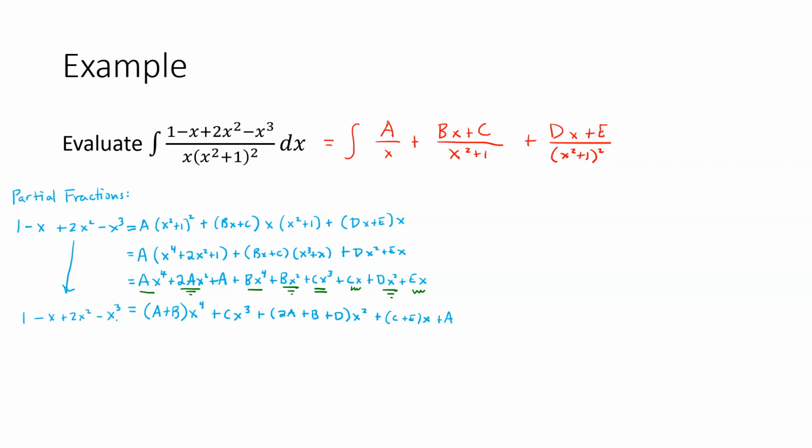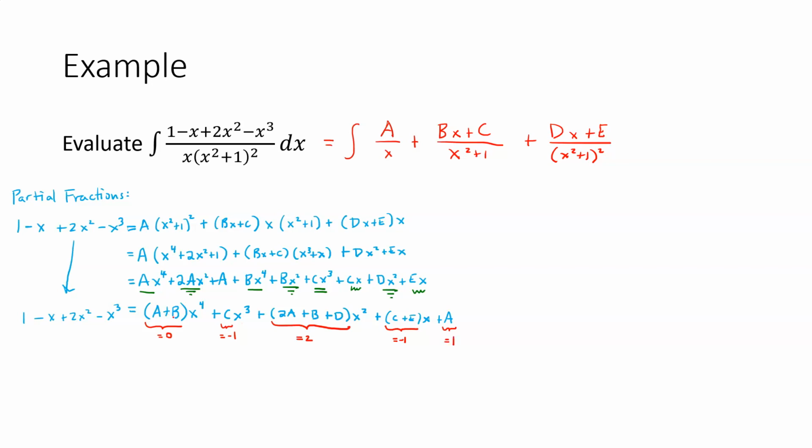Okay. Notice that there's no x to the fourth term, so we'll say here that the coefficient of x to the fourth must equal 0. The coefficient of x cubed is -1, so here we get c must equal -1. The coefficient of x squared over here is 2, so all this here will equal 2. The coefficient of x is -1, so this will all equal -1. And then the constant term is +1, so this value of a will be +1.